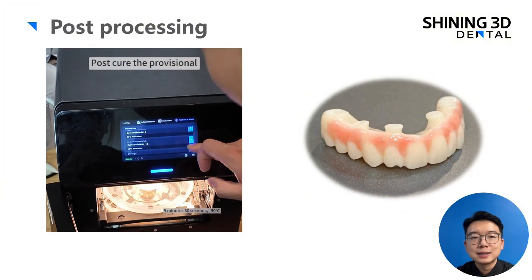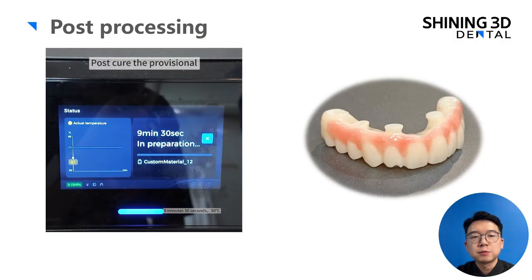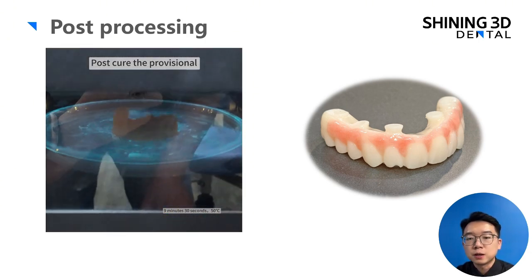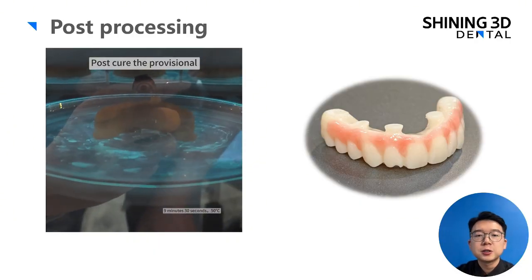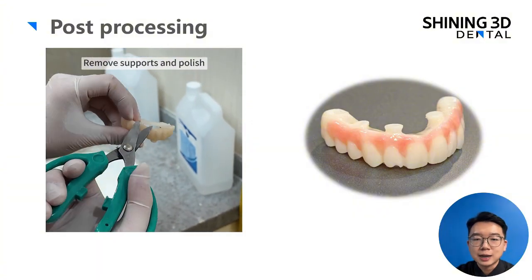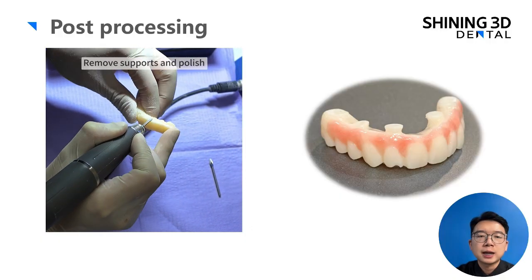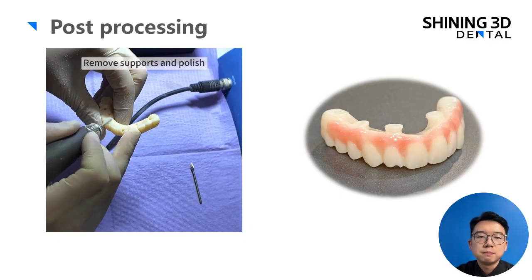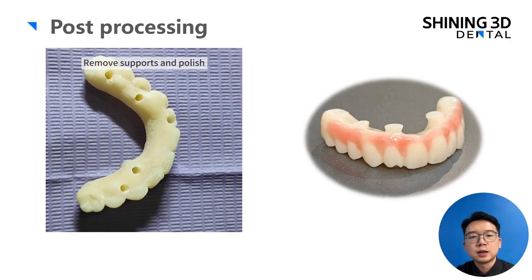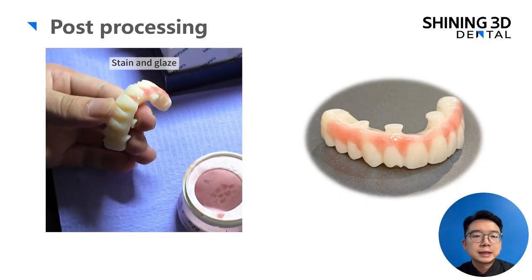Once the printing is done, these are the post-processing steps. We will do some post-curing for the provisionals. As you can see from this video, we are using the nitrogen curing unit to cure it. It took 9 minutes 30 seconds to do the first curing, and then we remove the supports and polish to grind some support marks on the surface of the occlusal side, also on the temporary teeth.